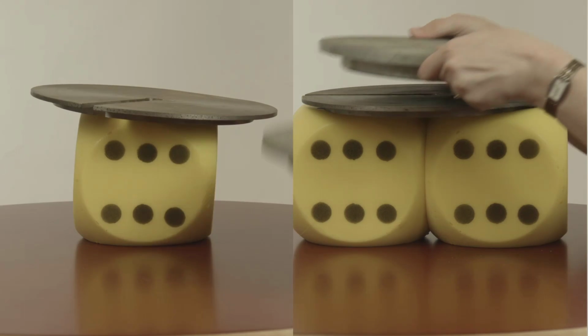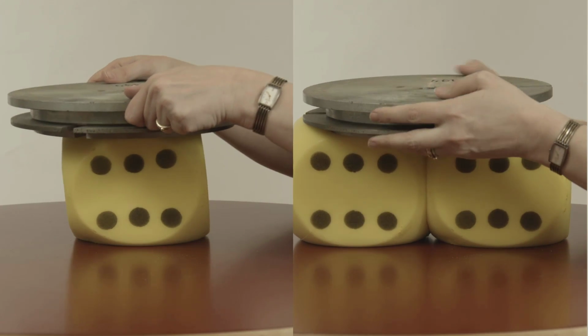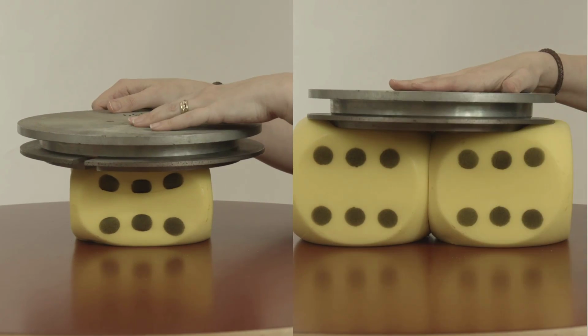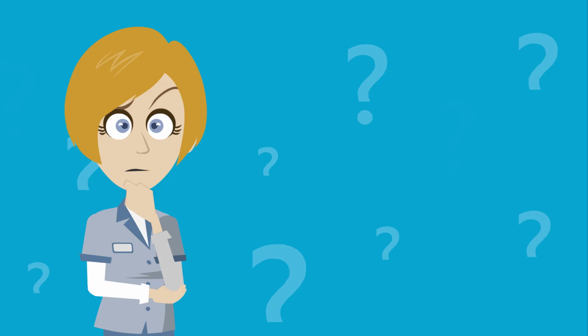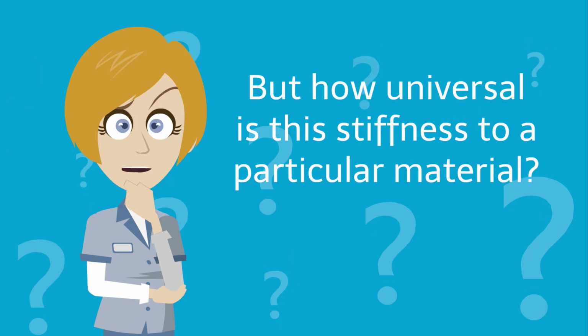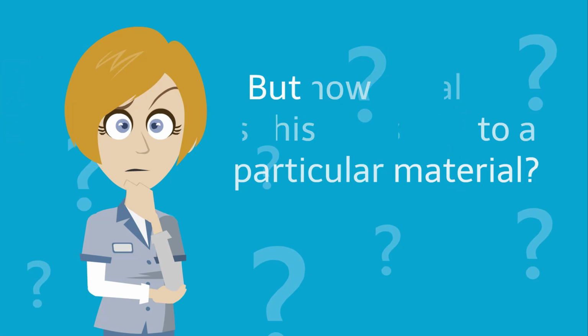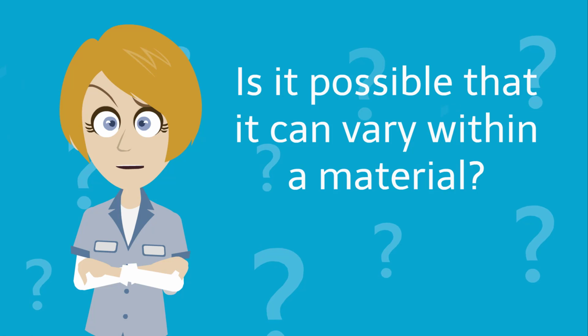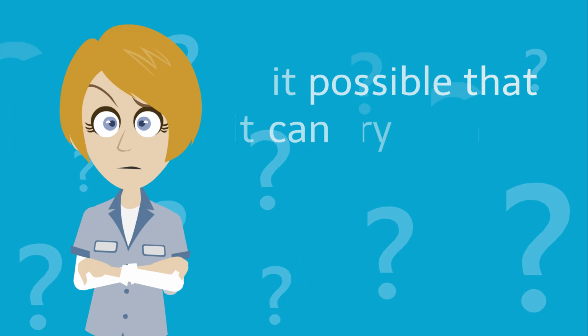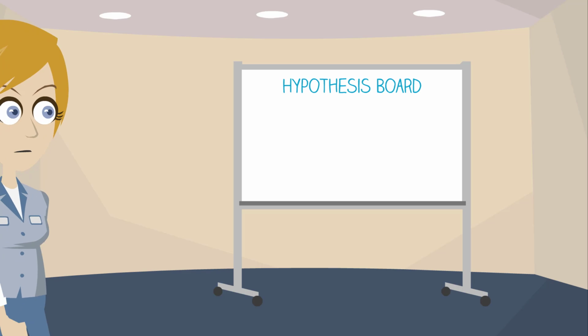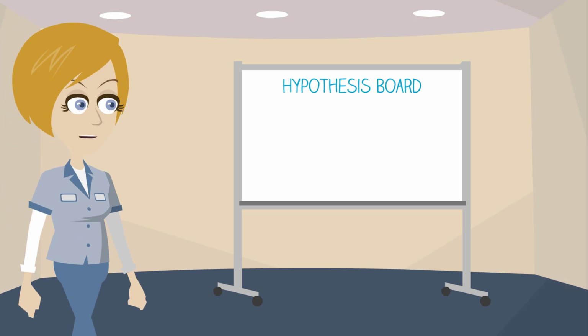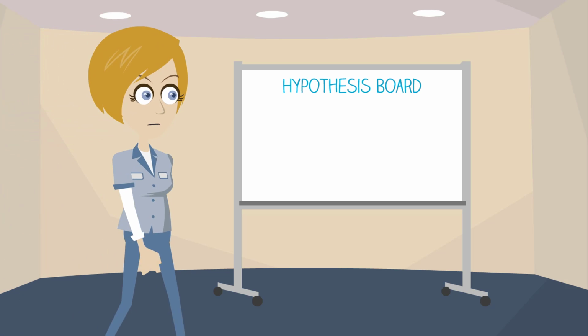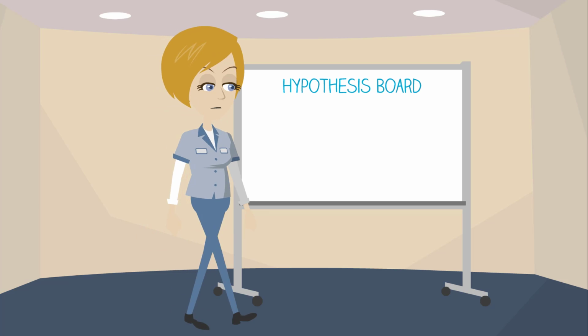We have already seen that materials will deform under load, and that this deformation can be related to a material property known as stiffness. But how universal is the stiffness to a particular material? Is it possible that it can vary within a material or along different directions within a material? These are some very good questions, so let's see if we can come up with a hypothesis which provides a possible answer and design an experiment to test it.